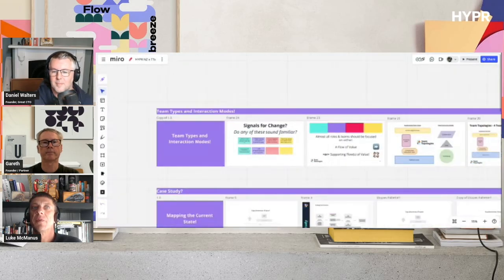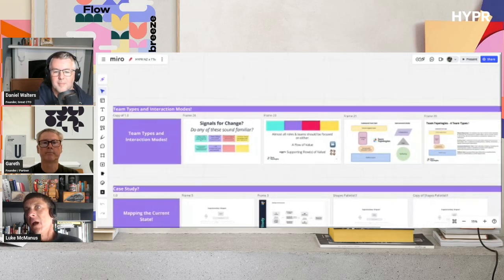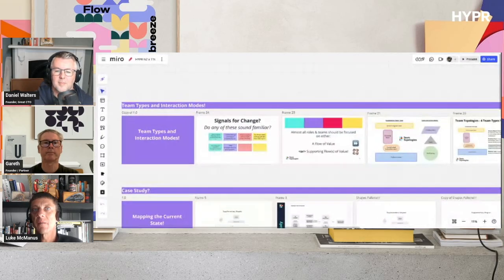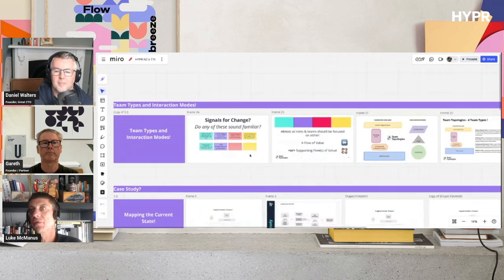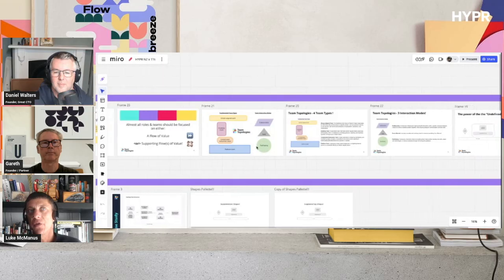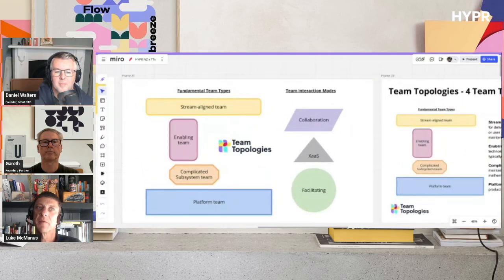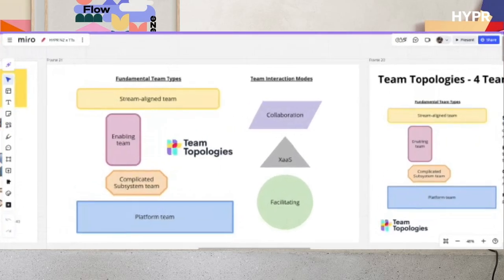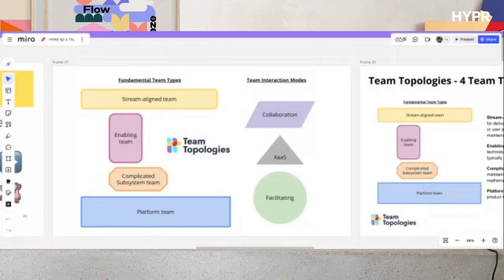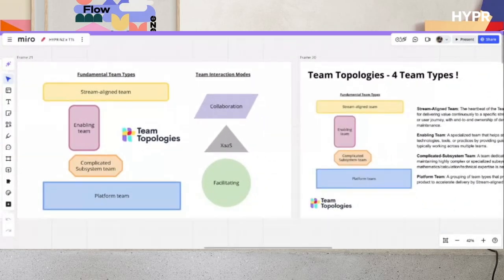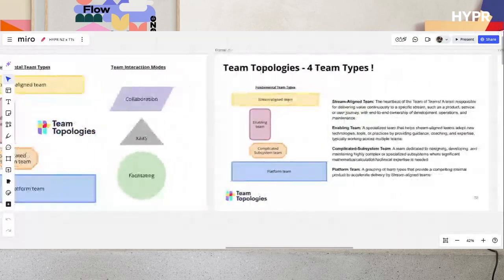So good question before, Gareth, what to do and where to start. What we will quickly show you today is a concept called team interaction modeling. And this is how you actually take the 3 interaction modes that you're probably familiar with and the 4 team types, and actually use them and experiment with how you might apply them in your organization.